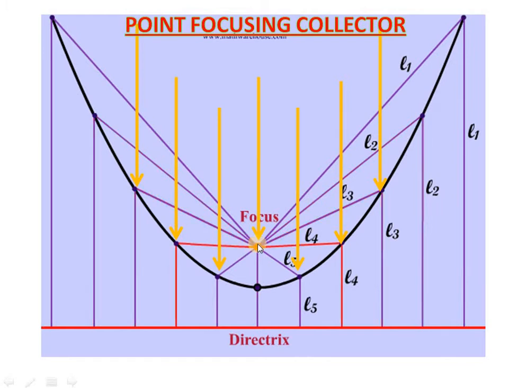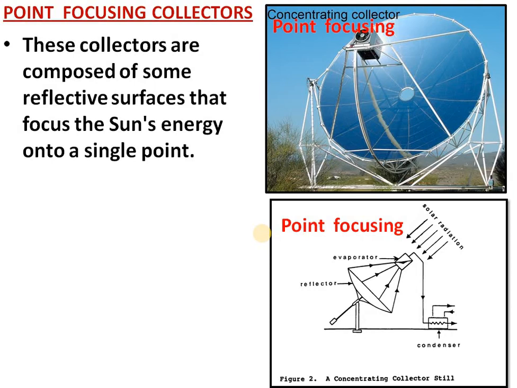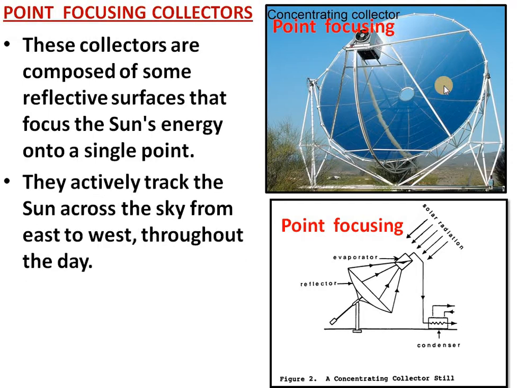So what happens? Gas or liquid will be completely, its temperature will be raised to a very high level. Okay. So see some points on point focusing type of collectors. They essentially consist of some reflecting surfaces. That is what I show. Reflecting surface, it may be made up of glass or some metallic sheet. Highly reflecting metallic sheet will be used to construct this device. Okay, point focusing reflector. So that's the first thing.